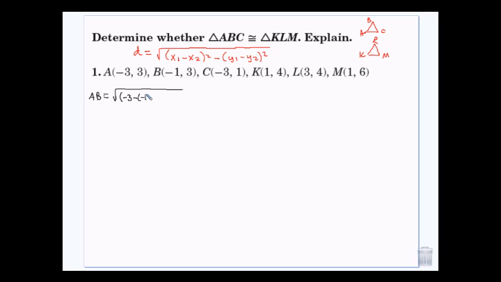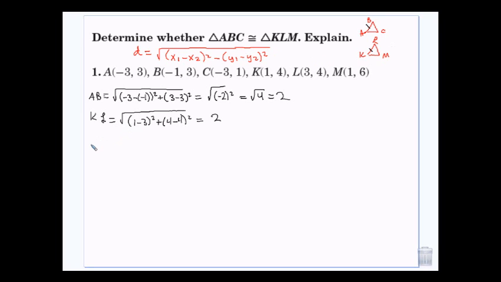-3 minus -1 squared plus 3 minus 3 squared, that's plus 1. So that's the square root of -2 squared plus 0 squared, which is just 0, so not even. Which is the square root of 4, which is 2. KL should match. So I have 1 minus 3 squared plus 4 minus 4 squared, which is 2 squared. So it matches. Did you guys follow? Like I didn't have to do all the work, right? Okay, so these two are good.